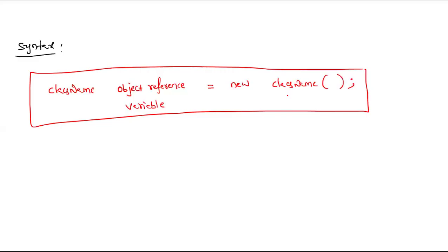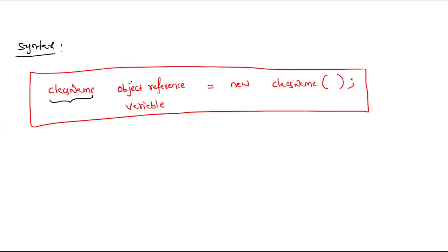We are going to use this object more than 1 lakh times in our class discussions only. And in real life projects, we'll be using it lakhs and lakhs of times. So it should be understood very clearly. For whichever class we are going to create the object, that class name we are going to use here.